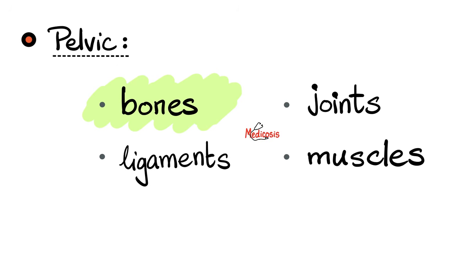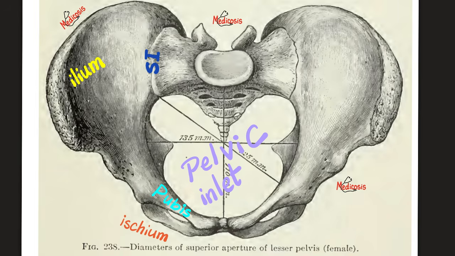Bony pelvis. So, the bony pelvis consists of 2 hip bones articulating with 1 sacrum in the midline. The hip bone is made of 3 pieces. This is the ilium, this is the ischium, and this is the pubis. The pubis on the right and the pubis on the left unite together at the symphysis pubis. Symphysis means connection at the pubis. It's also known as the pubic symphysis or symphysis pubis.